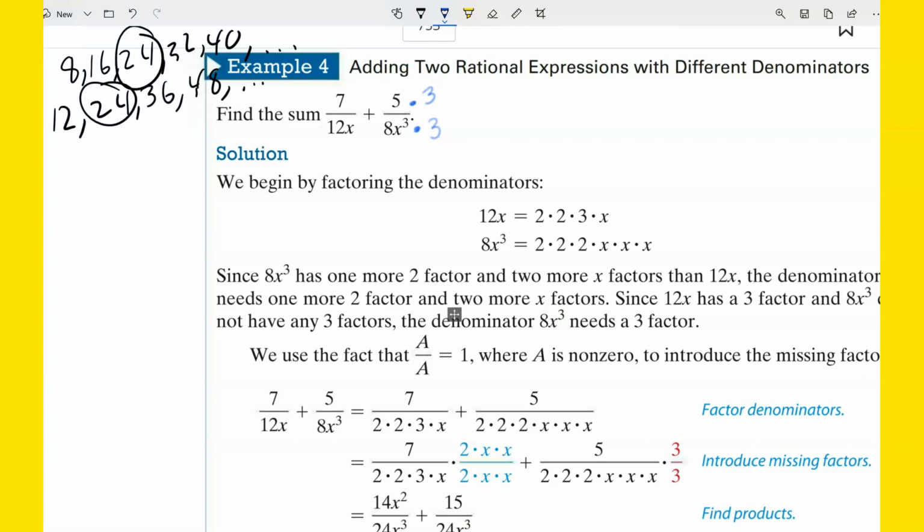What do I need to multiply the 12 by to make it become a 24? Multiply it by 2. And I do the same thing to the top that I did to the bottom. But now also look at the variables. The x's have to also be the same.